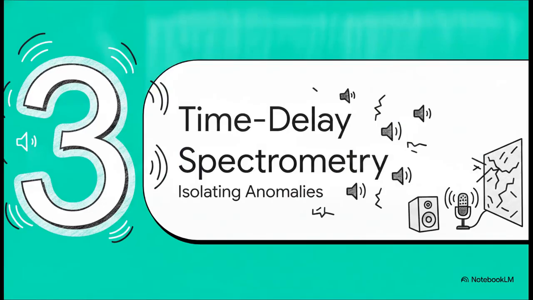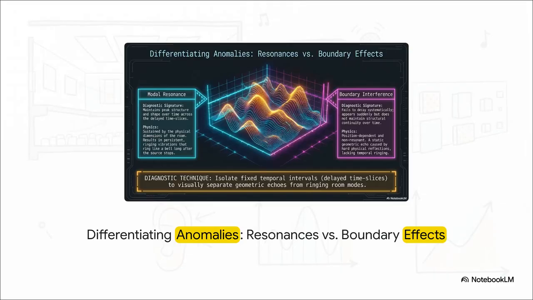Section 3. Time delay spectrometry. Isolating anomalies. By utilizing these delayed time slices, time delay spectrometry allows us to separate two entirely different physical problems in a room. On one hand, we have modal resonances. These are driven by the physical dimensions of the room itself. They maintain their peak shape over time and ring out like a bell long after the original sound stops.